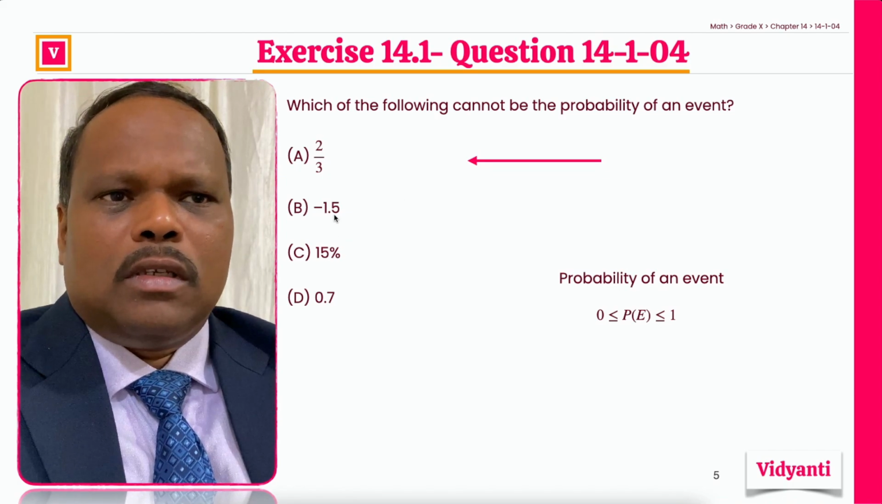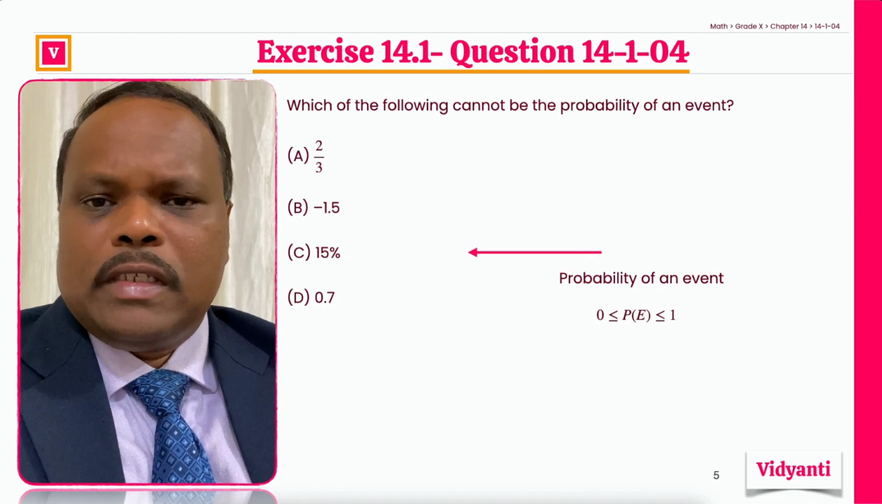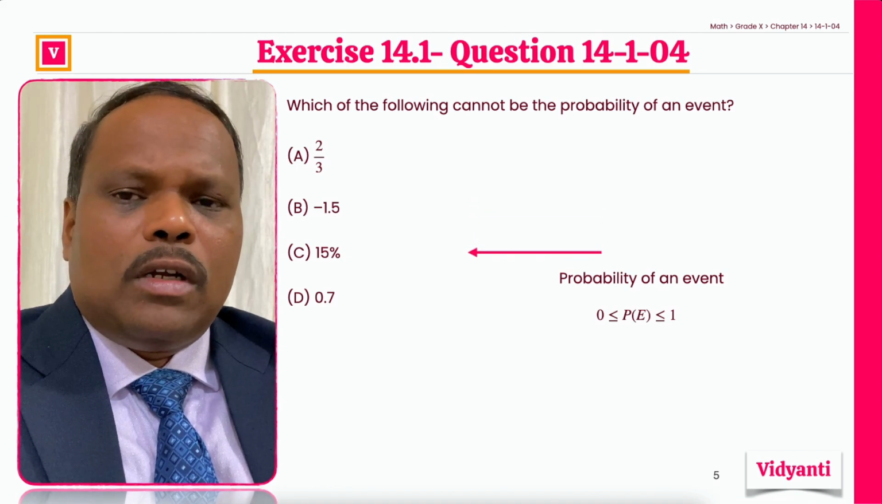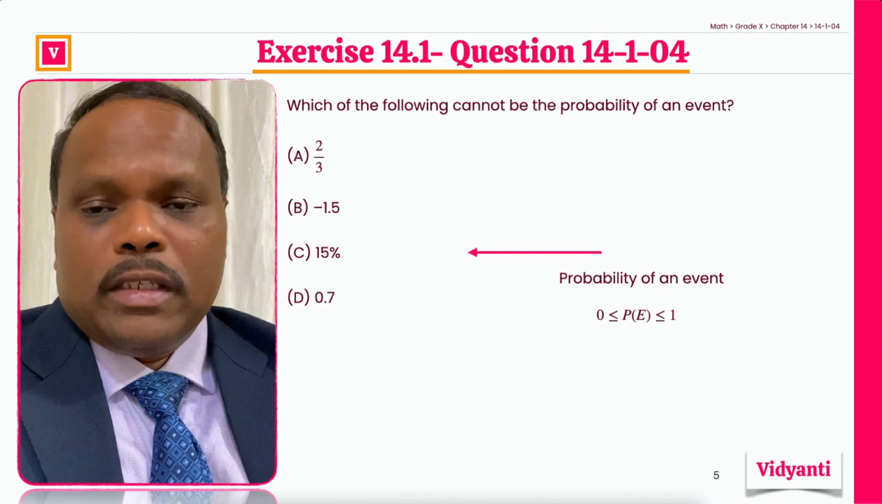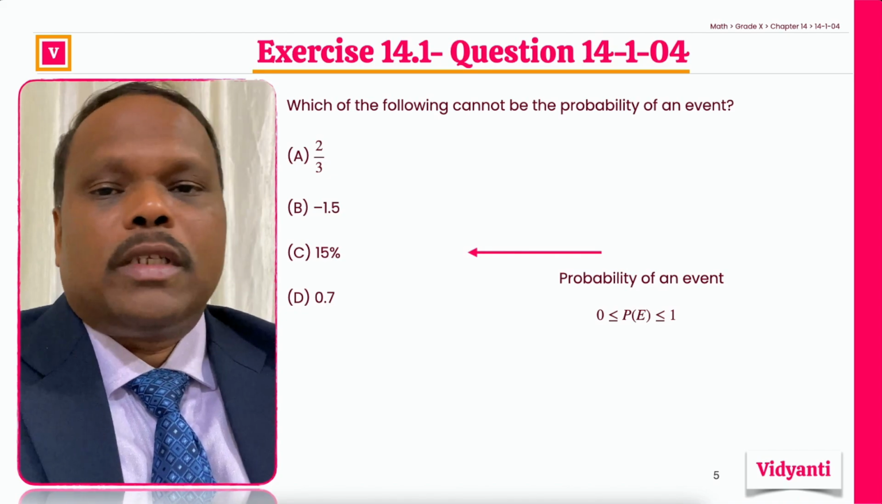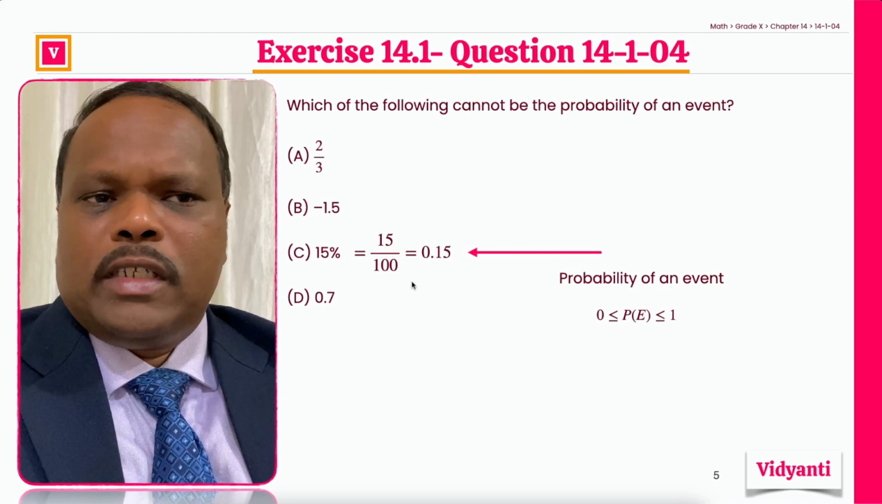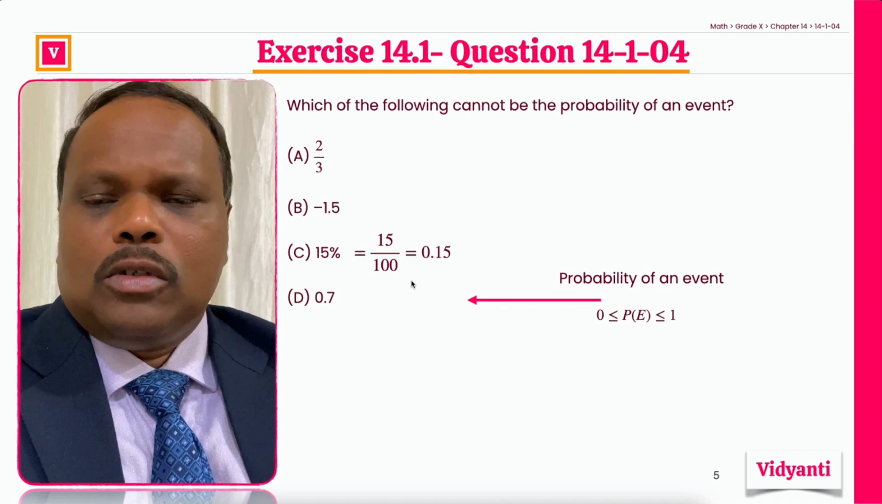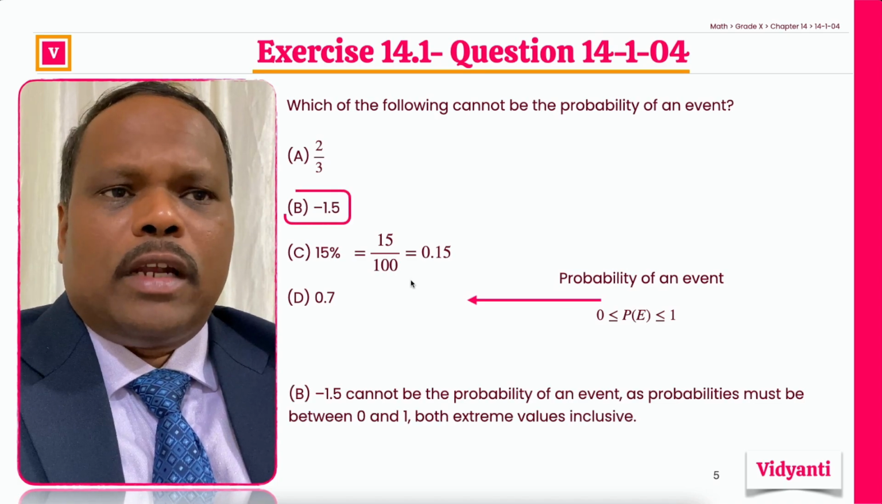So this seems illogical. The next option is C, 15%. Now, even though 15 is greater than 1, remember here it is a percent. So, percent wise, it will be between 0% and 100%. So, that is still possible. And 0.7, that is also possible. So, the illogical, absurd value here is negative 1.5, that will be option B.